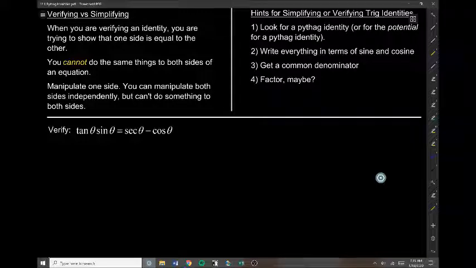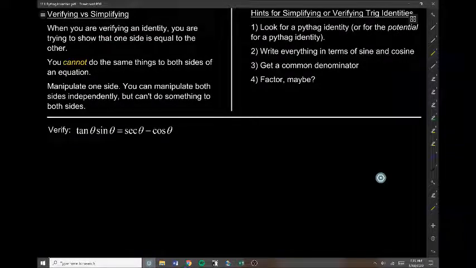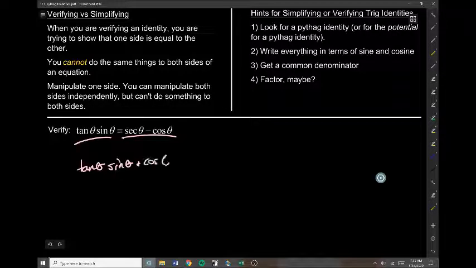There's verifying versus simplifying. If you're verifying an identity, you're trying to show that one side is equal to the other. You cannot do the same thing to both sides of the equation. So I can't try to, like, in this problem down here, I'm never going to try to add cosine of theta to both sides. You can't do the same thing to both sides because then you're not verifying, you're just sort of manipulating. I want to show that this is the same as this. I don't want to show that, like, tan theta sine theta plus cosine theta equals secant theta. That's not what I was asked to show.